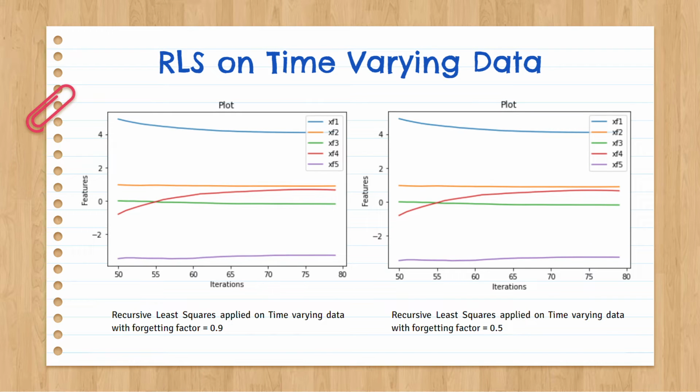Let's have a look at how recursive least squares algorithm is applied on time varying data. In the following two plots, the left plot has the forgetting factor of 0.9 on time varying data, and these are the parameters of the model. The right graph has a forgetting factor equal to 0.5.